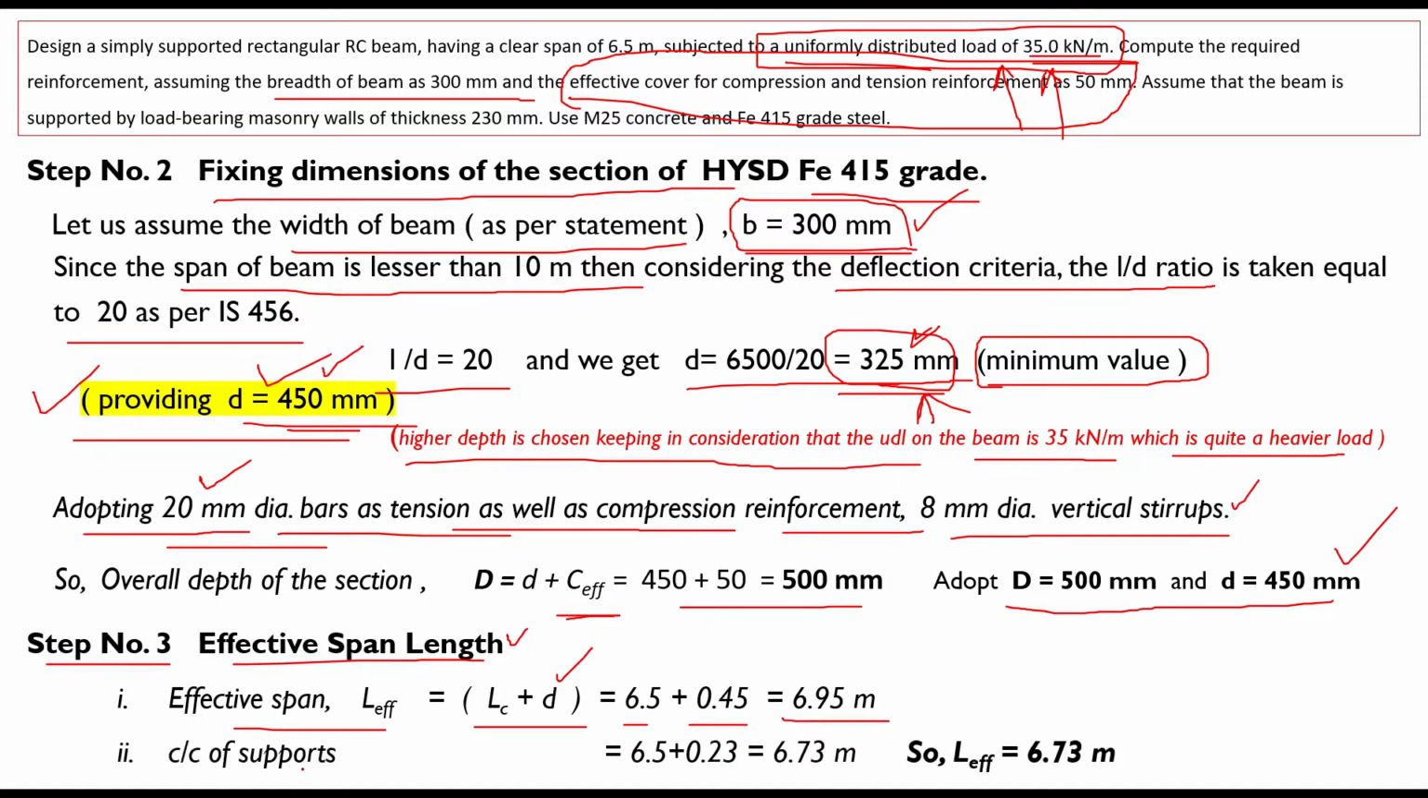And the second, we have to take the distance between center to center of the two supports. Center to center of two supports can be taken by adding the clear span plus the width of the support. Width of the support is already mentioned in the design problem, that it is 230 millimeter. So it works out to be 6.73. So we are adopting here L effective equal to 6.73 meter.